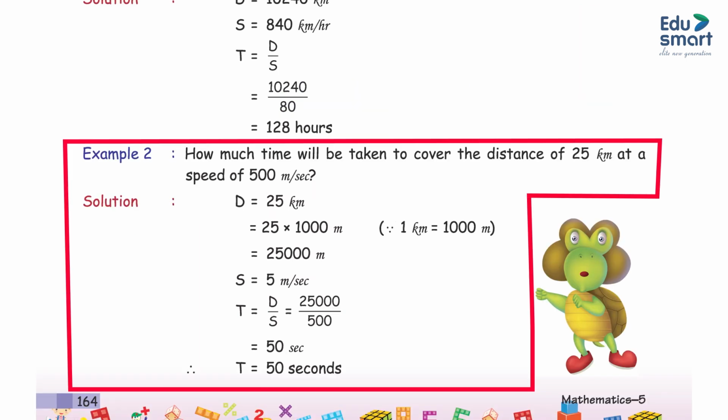Example 2. How much time will be taken to cover the distance of 25 km at a speed of 500 meters per second? Solution. D = 25 km, which is 25 × 1000 meters, because 1 kilometer is equal to 1000 meters, which is 25,000 meters. S = 500 meters per second. T = D upon S = 25,000 upon 500 = 50 seconds. T = 50 seconds.